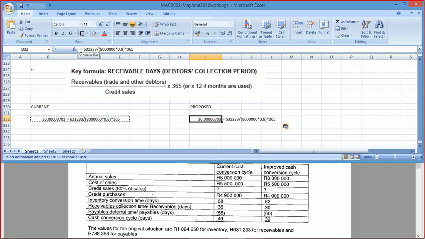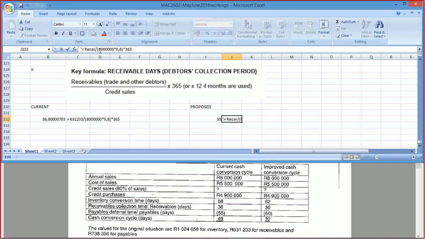Okay, so what's the proposed? The proposed is 30 days, equals receivables over 8 million times 0.8. So that's right. Solve for receivables. If I solve for my receivables, I'm going to get brackets 8 million times 0.8, times 30 divided by 365. There's my receivables for the proposed. Okay, so now I've done that. Now I need to do the payables.